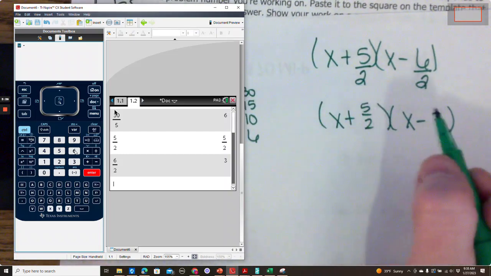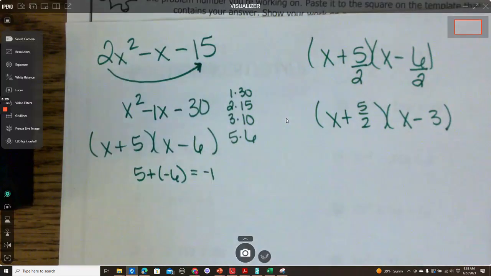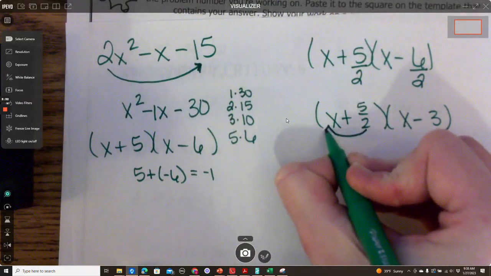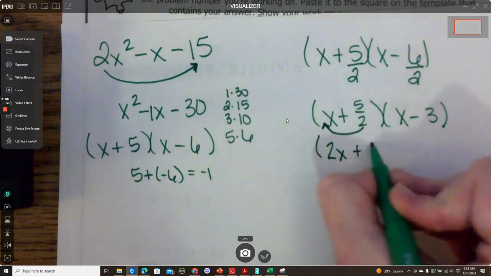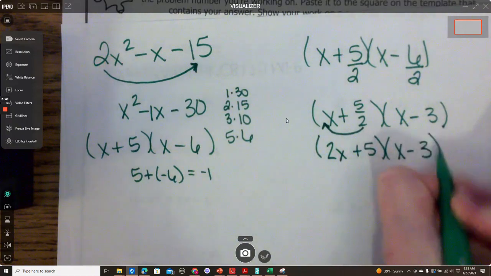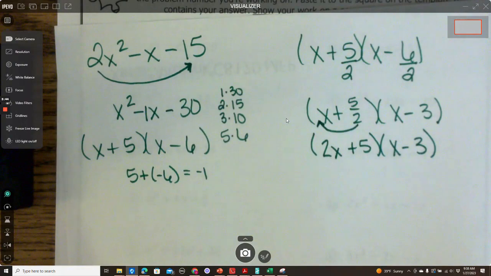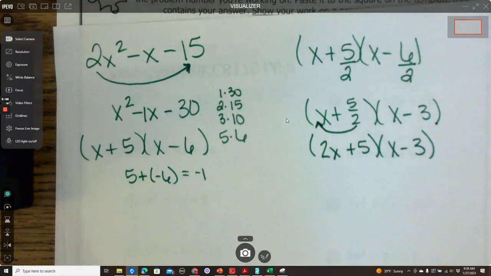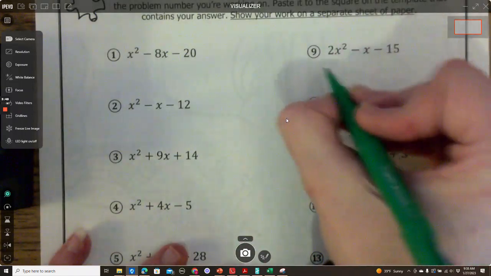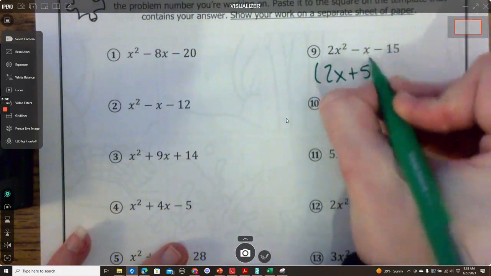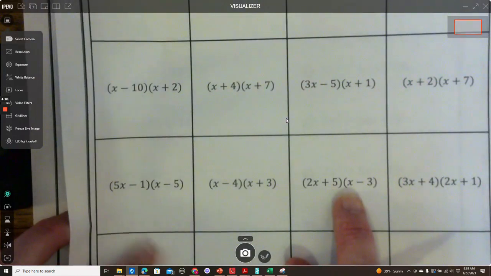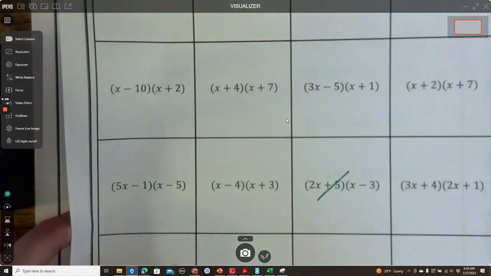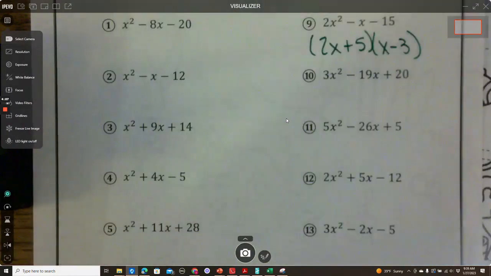So this is why it's called slip and slide. We slipped, and now we're going to slide. We're going to slide this 2 back in front of the x. So 2x, and then keep that top number, plus 5, and then x minus 3. So several more steps as soon as we put a number in front of that x squared. So 2x plus 5, x minus 3. And you do have an answer bank. So it's this page here. 2x plus 5, x minus 3. Where you can check and make sure that you're right.